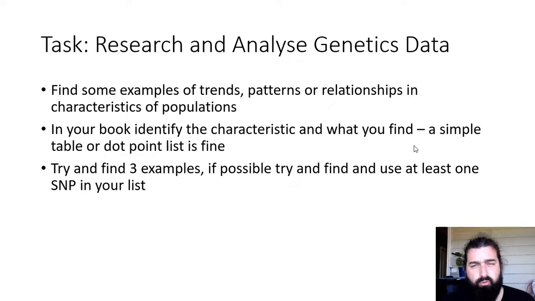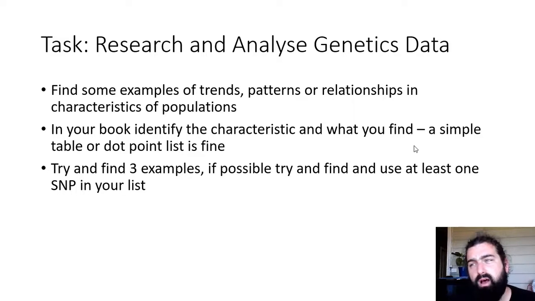So I'm going to leave you with this little research task, and I might write a bit more up on the Edmodo post to go with it. Essentially, in order to meet the syllabus dot point, what you need to now go out and do is find some examples of trends, patterns, or relationships in the characteristics of populations. So in terms of this task, what I'm going to get you to do is, in your book below these notes, put a little subheading that says something like trends or research into trends. And then go out and look for some trends either in SNPs or in general population characteristics like blood type, and just write about some general trends.